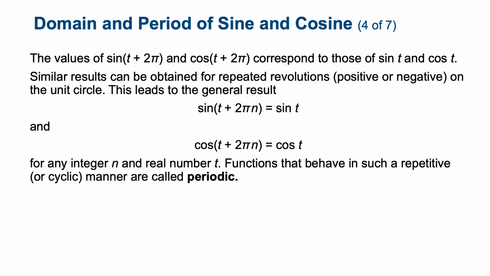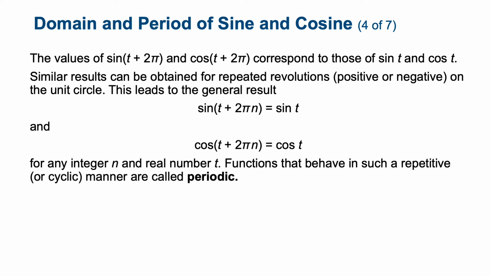Basically, in general, sine of some angle, t or theta, plus 2 pi times an integer n. n could be anything, whether you're adding 2 pi or subtracting 2 pi or adding 4 pi or 6 pi or whatever. You're going to get back the same value for sine of t. That's because they repeat and they're cyclic.